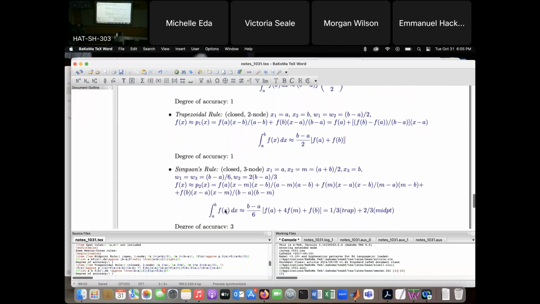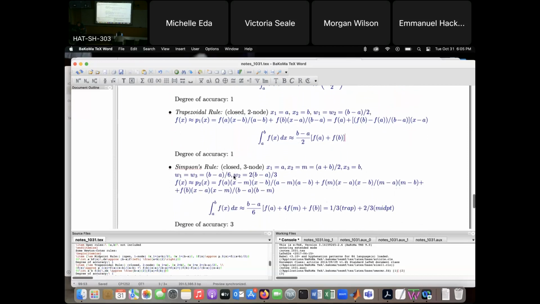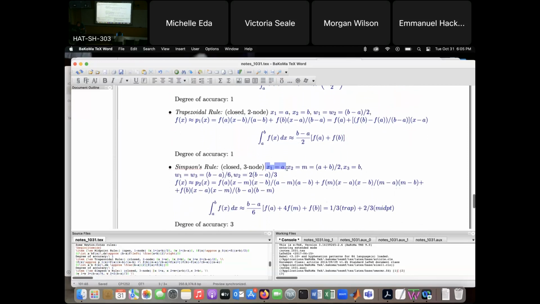Finally, Simpson's rule. Simpson's rule is also closed. It has 3 nodes. Those nodes are a and b, the endpoints, and also the midpoint. So in fact, it's the union of the nodes from the trapezoidal rule and the midpoint rule. Now, for convenience, I've defined M to be the midpoint.